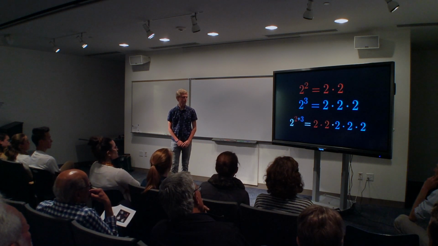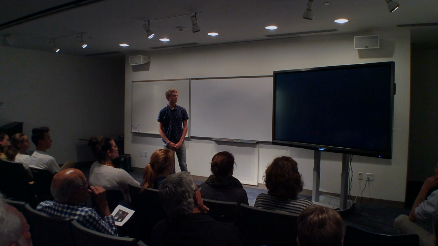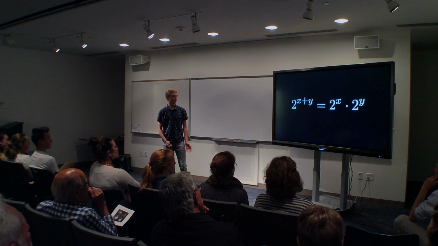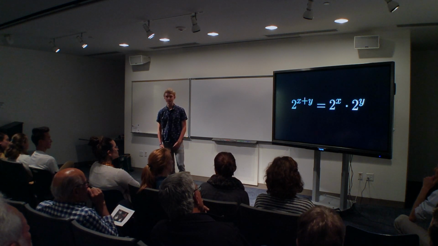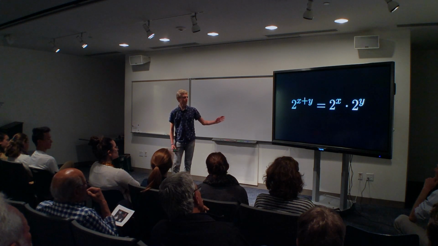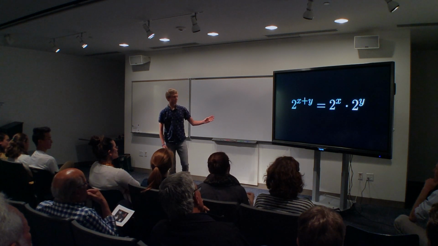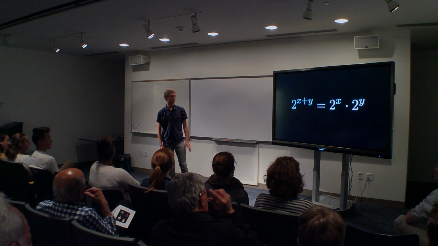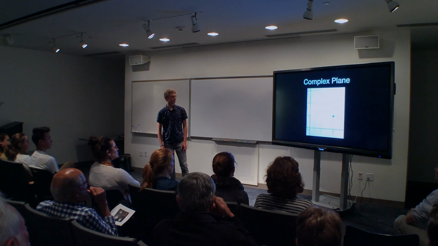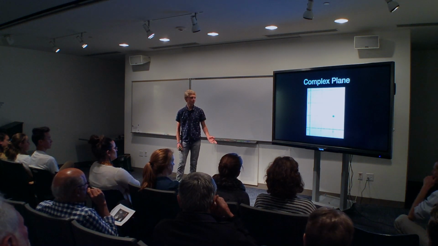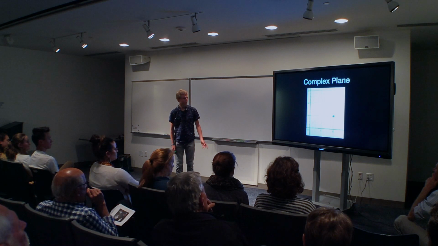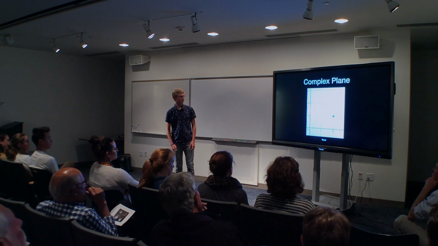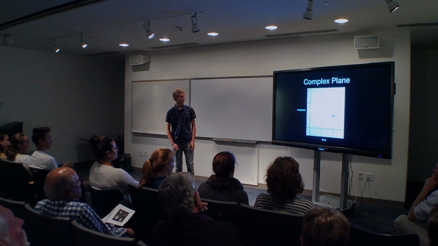And that brings us to this general form for exponential equations, which is 2 to the x plus y equals 2 to the x times 2 to the y. So adding the inputs on one side corresponds to multiplying the outputs on the other side. So now let's look at the complex plane. In the complex plane, we have a real axis and an imaginary axis.